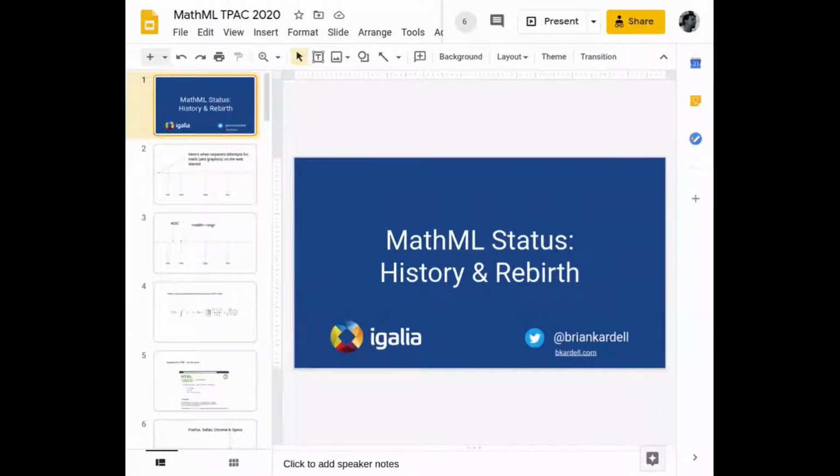Okay, so I just want to give people a sense of what we're going to do. Brian will talk about the status of MathML. Then I'll talk about what's in what we call MathML Core and what's not in. Talk about the charter that we're going to propose in a few weeks. And then we're going to open it up for discussion. So Brian, go ahead, take it away.